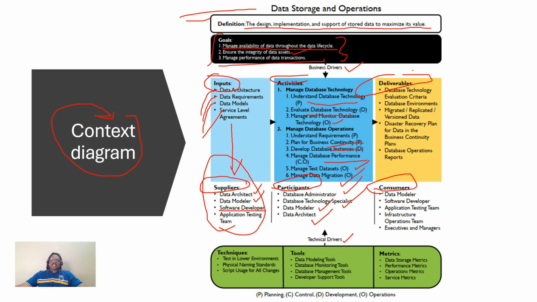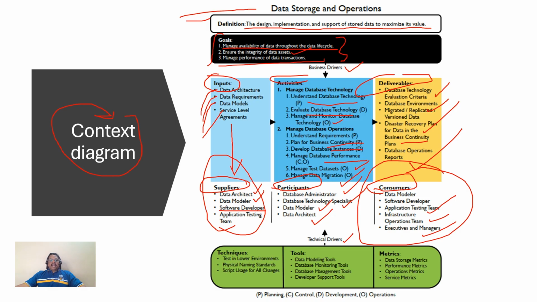And the deliverables are very important. They are the database technology evaluation criteria, database environment, migrated or replicated versions of data, disaster recovery plan, business continuity plan, database operations report. And the consumers are data modelers, software engineers, the application testing team, the infrastructure operations team, executives and managers.